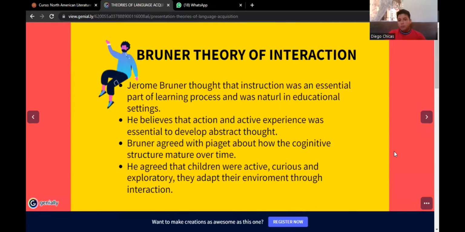These are all Bruner's main ideas that I agree with, which basically say that age and environment are big factors that we need to develop learning, and the interaction with the people and with our environment helps us to acquire new language and basically develop our fluency in the language.